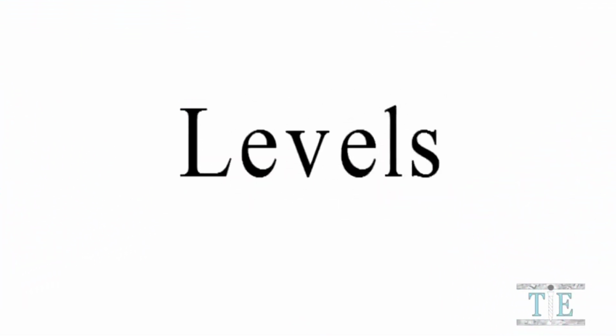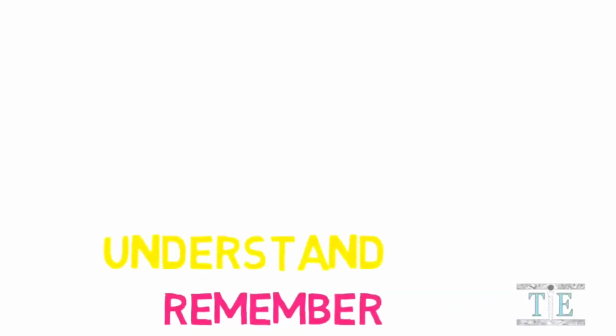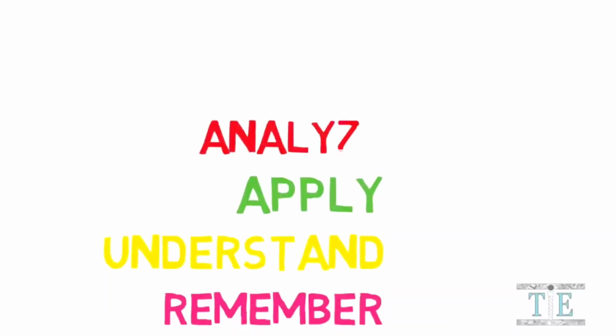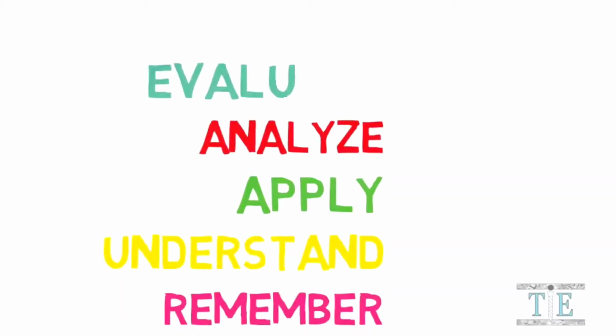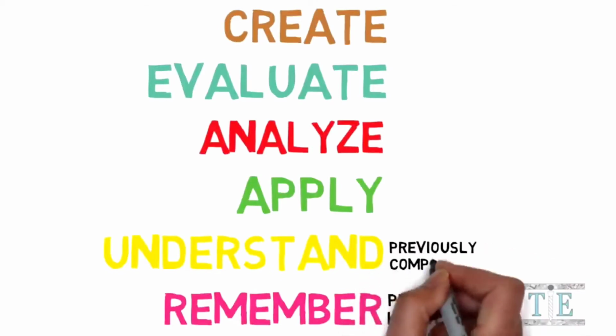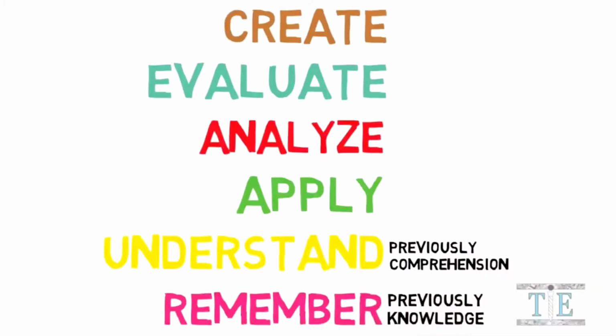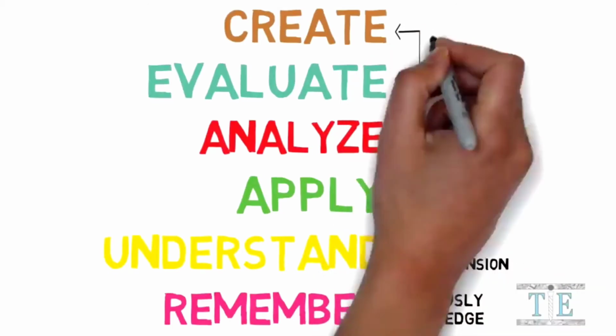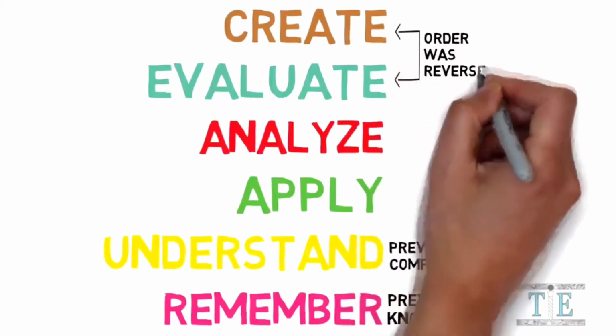So, what are the levels of Bloom's taxonomy? The lowest level of cognitive rigor requires students to remember, apply, followed by analyze, followed by evaluate, and lastly, create, the highest level of cognitive rigor. Now, remember was first known as knowledge, but later revised. Similarly, understand was previously called comprehension. And lastly, the order of create and evaluate were switched.